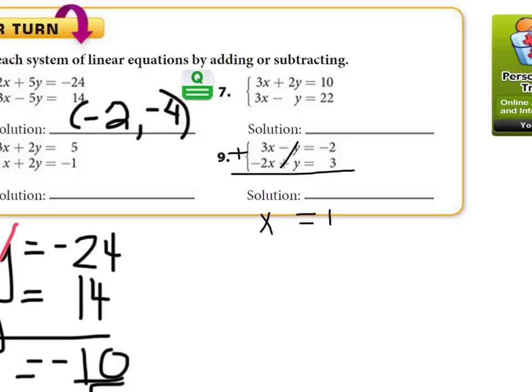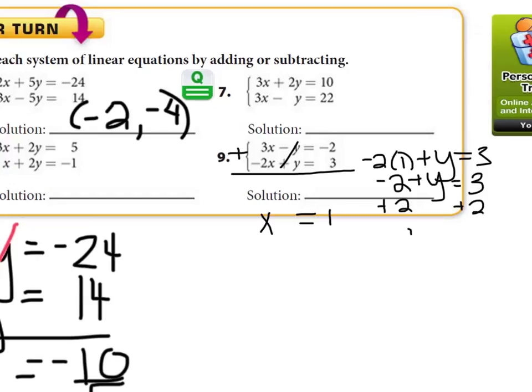I'm going to choose the bottom one. It shouldn't matter if you chose the top one. So it'd be negative 2 times 1 plus y equals 3. Well, negative 2 times 1, that's negative 2. Add 2 to both sides. So y equals 5. So this would be the ordered pair 1, 5. Hopefully you got that answer correct.